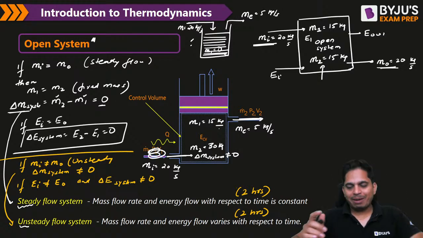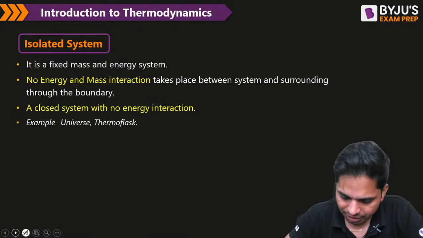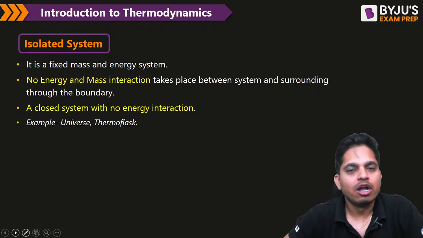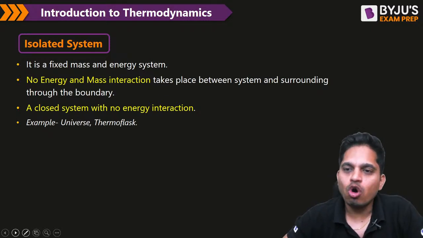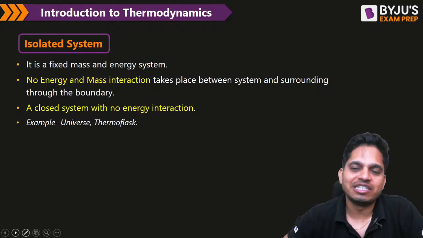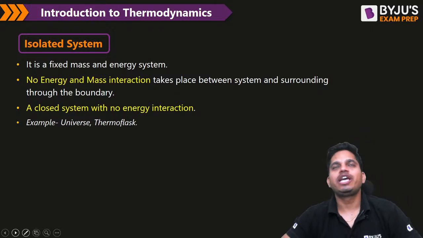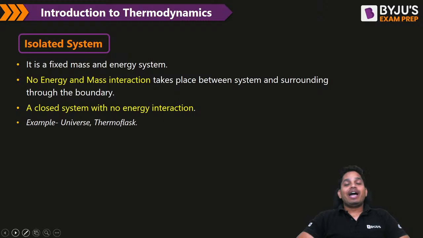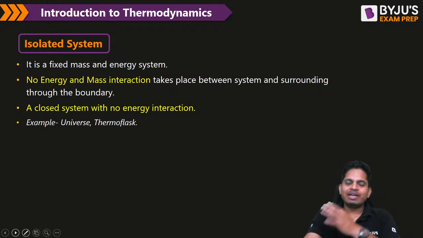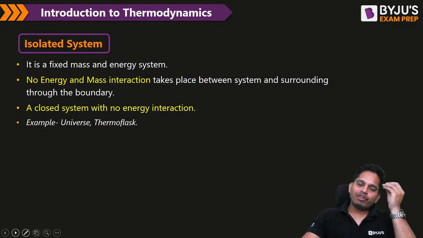But now we can move on to the third type of system, which is isolated system. So we have 3 types of system. Closed we have seen, open we have seen. Now the third one is isolated system. Now what do you mean by isolated? You may have seen this word isolated. So what is isolated? Isolated is something that doesn't interact with anyone.